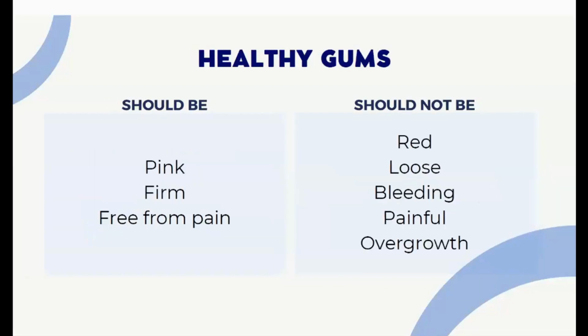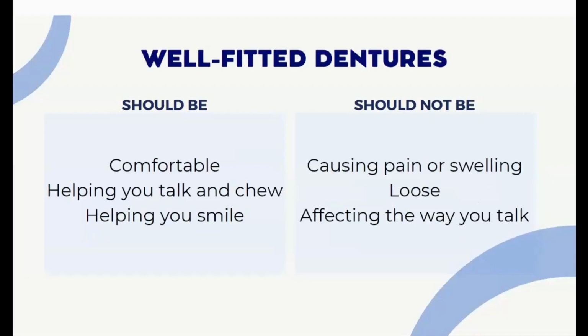Now, another important part is what are healthy gums? They should be pink, firm, free from pain, and we hope that they're not red, loose, bleeding, painful, or overgrown. And then for anybody that has dentures, what we hope is that they fit you well. They should be comfortable, help you talk and chew, and help you smile. They shouldn't be causing any pain or swelling, be loose, or have any effect on the way that you talk.